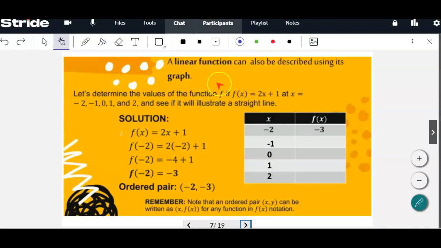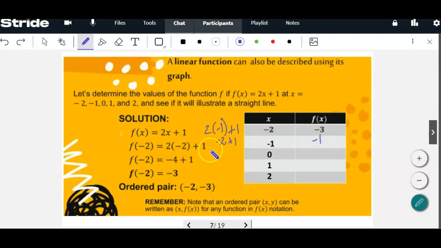Okay, so let's try this out. A linear function can also be described using its graph. Let's determine the values of the function f if f of x is equal to 2x plus 1 at x equals -2, -1, 0, 1, and so on. The first one is set up here. -2 times 2 is -4 plus 1 is -3. We're not going to have enough room to do all of these. So the next one you would just plug in the -1. 2 times -1 is -2, plus 1 is -1.